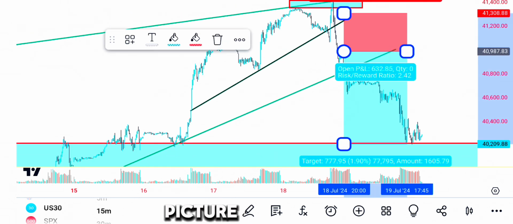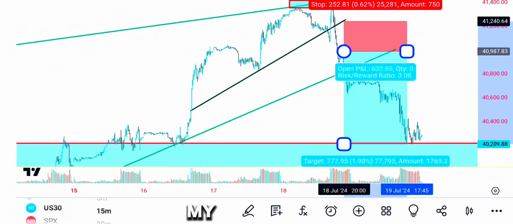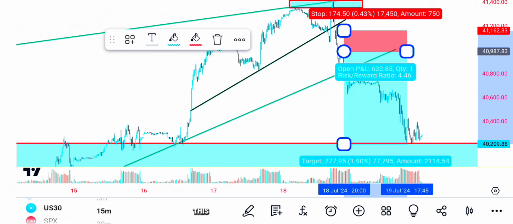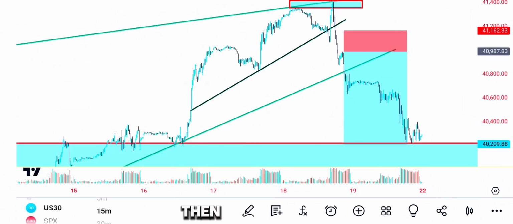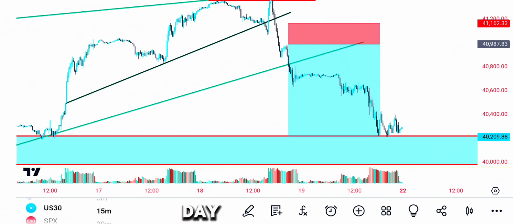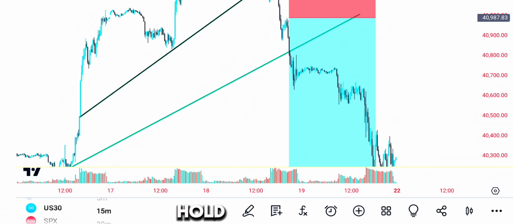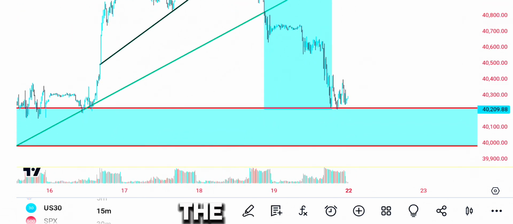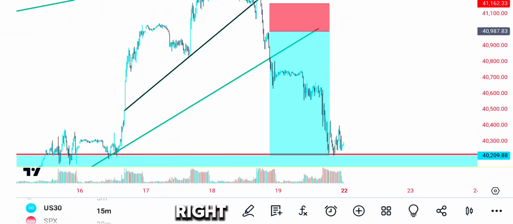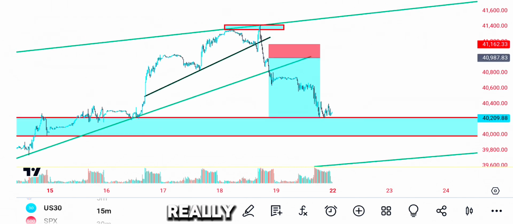Here's the picture of the market hitting my stop loss. I had my stop loss just like this, and then the market retested and went up and triggered all my stop losses. I didn't take any loss, it just triggered them in profits, right? And then I had to re-enter the next day, and yeah, hold it since then and capitalized all the way to the bottom, right? So this was a really simple trade.